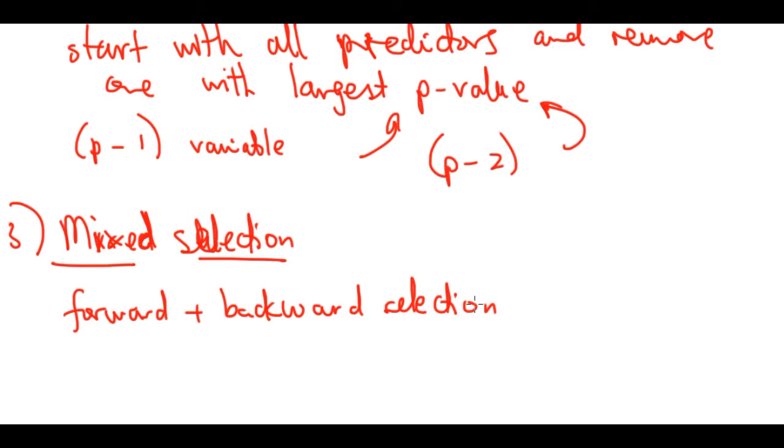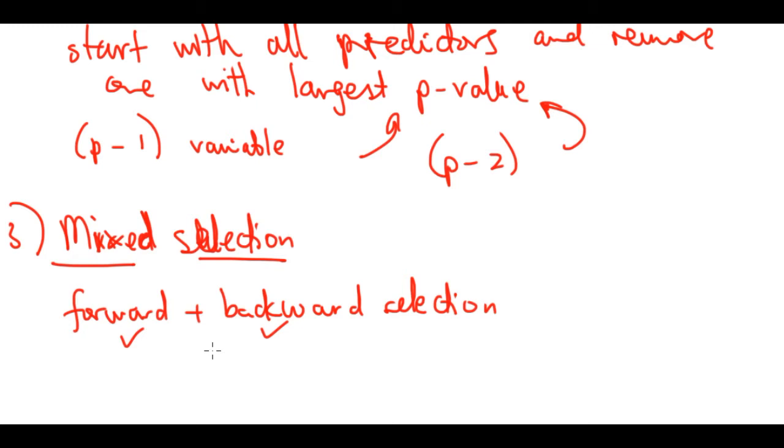So you keep adding, monitoring the p-values. If one of them goes above a certain level, you remove that one. Doing backward selection. That's why it's mixed, forward and backward. And you keep adding and monitoring the p-values. As you add, monitor p-values, right? And you do that until the forward selection has added all the variables.